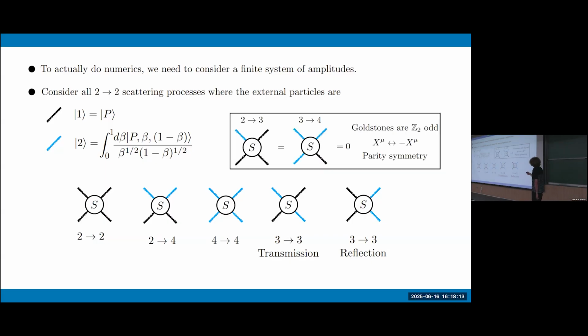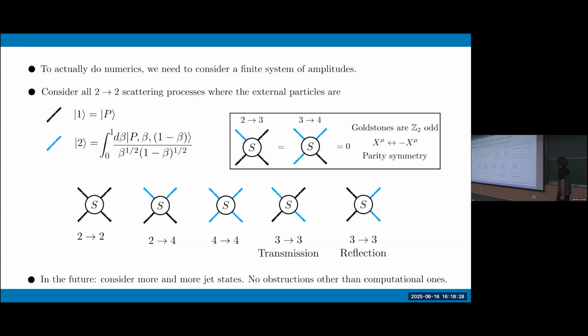And we do not have 2-to-3 or 3-to-4 amplitudes because we have essentially parity symmetry in space-time, which implies that the Goldstones are Z2 odd, and so these amplitudes vanish. Okay, and of course, in the future, one can consider bigger systems with more and more external jet states, and there's no obstruction other than computational ones.